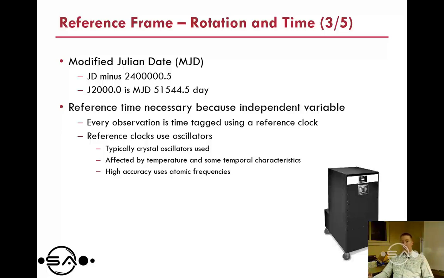And every observation that we're going to take is going to be time tagged using a reference clock. Typically reference clocks will use some oscillator. In your cell phone and in your watch, typically they use a crystal oscillator, but crystal oscillators have some temporal characteristics and are affected by temperature. In other words, there's some drift and some bias, especially when affected by temperature, or over time they become not as reliable. So for very high accuracy, we'll actually use atomic frequencies like a hydrogen maser or a cesium clock.